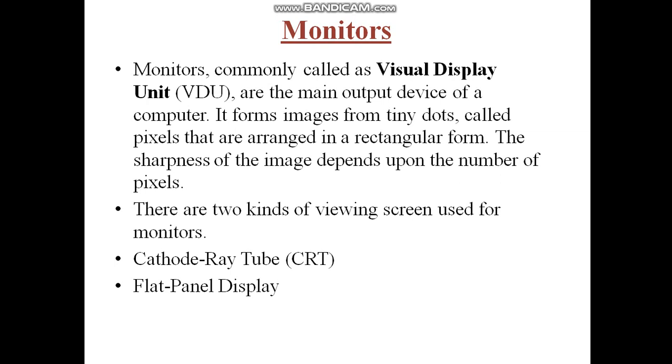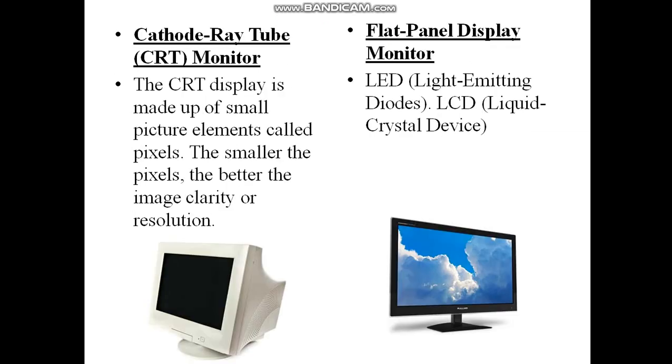There are two kinds of viewing screen used for monitors. First is the cathode ray tube, which is CRT. The full form of CRT is cathode ray tube. Second is the flat panel display. Okay, first is the cathode ray tube.